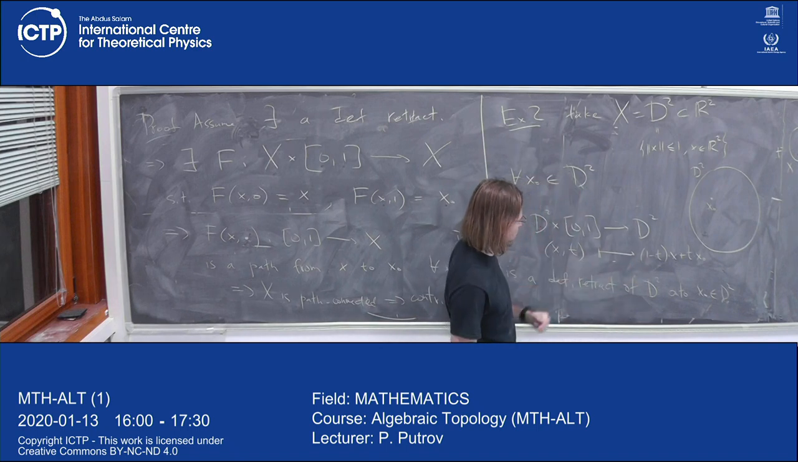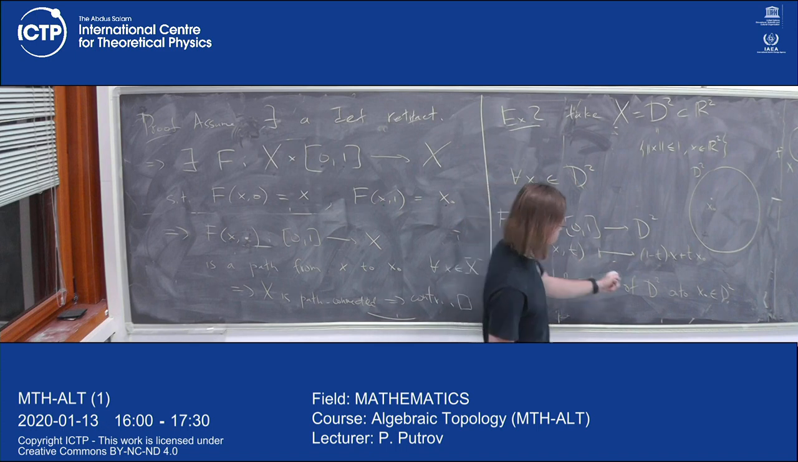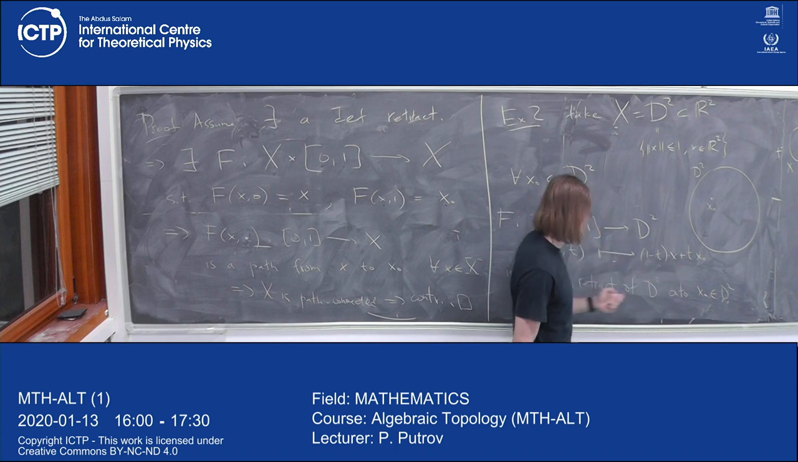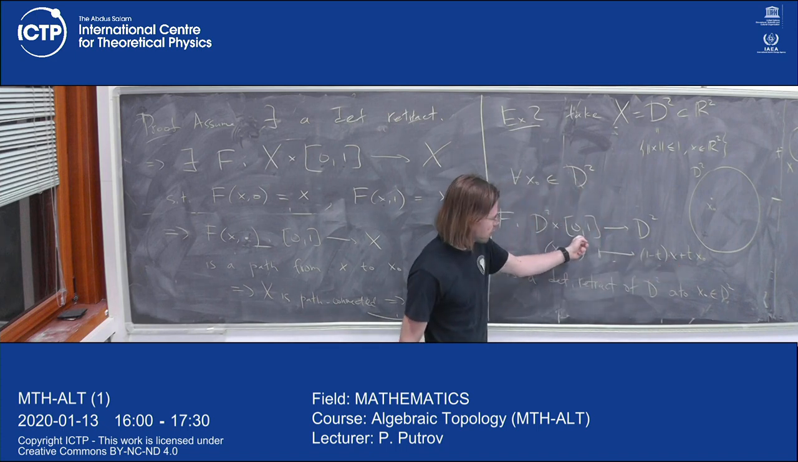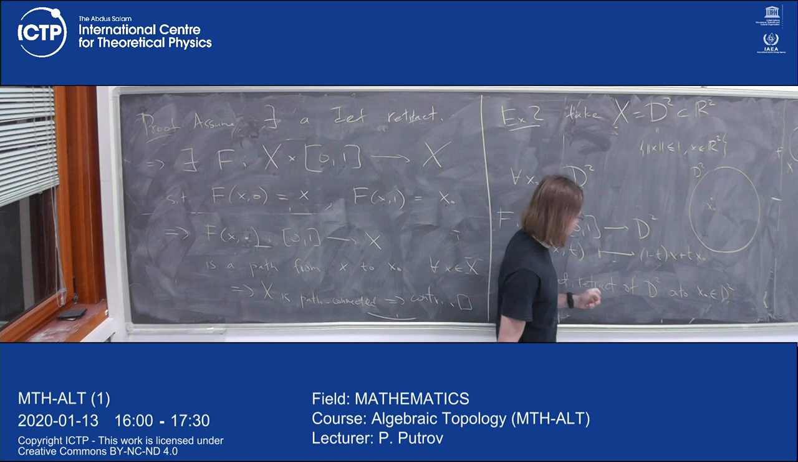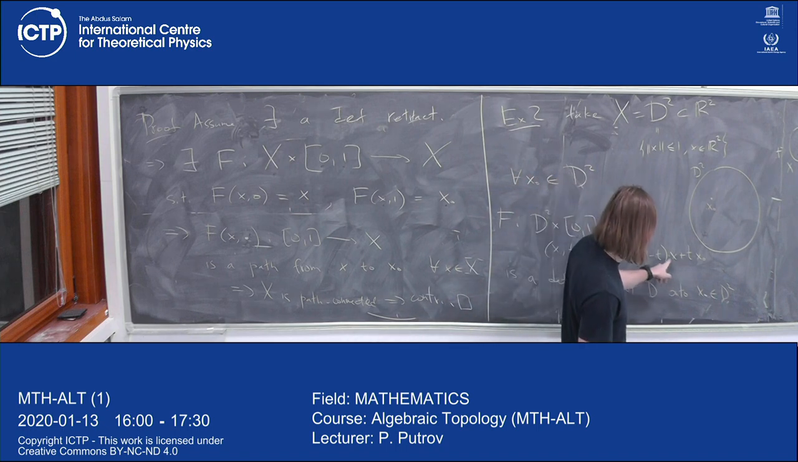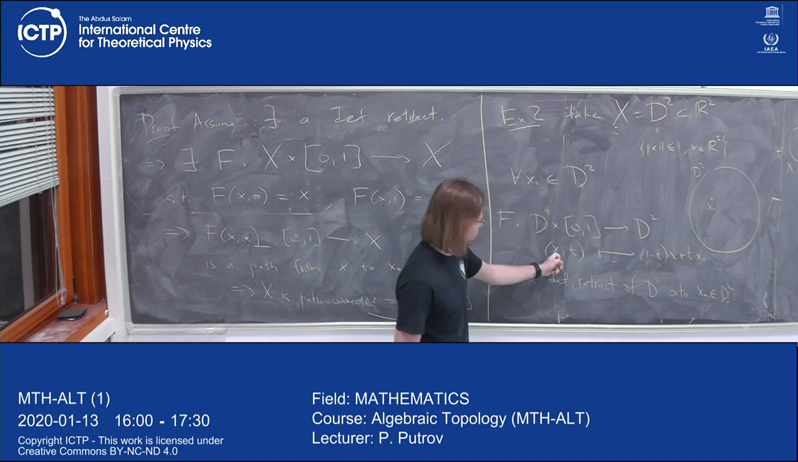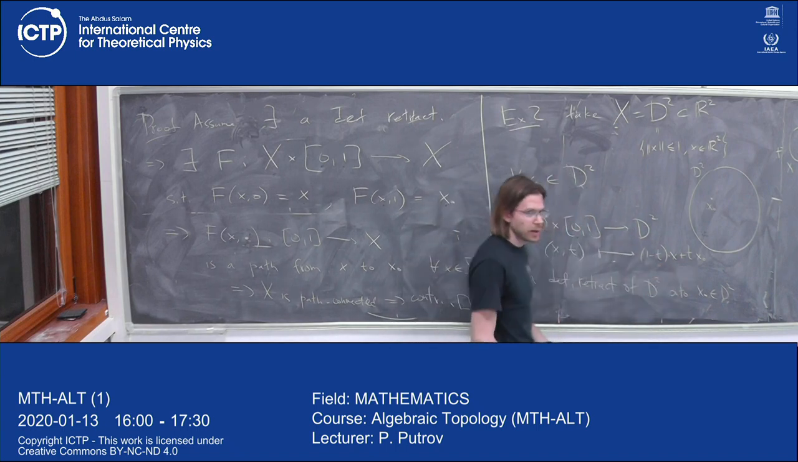So it's a continuous map, and when t is equal to zero, this is just x. So when restricted to zero, it's the identity map on the disk. But when t is equal to one, this vanishes, and here I just have x0. So when restricted to one, all points x map to x0.